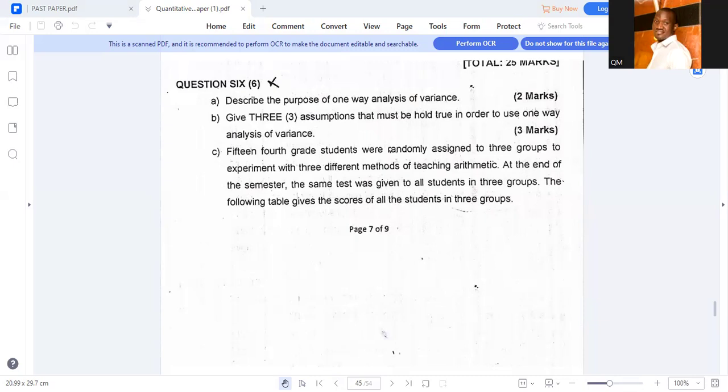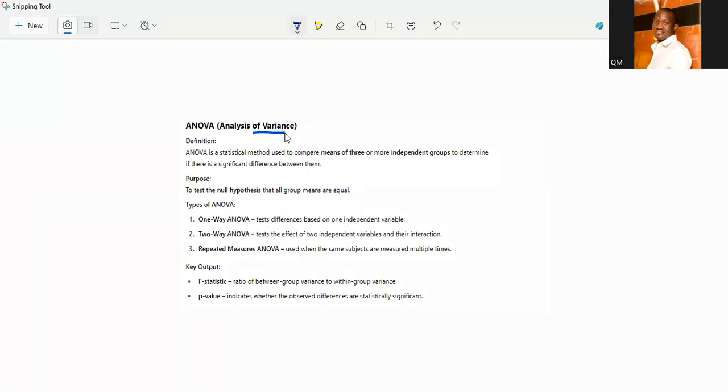So by definition, ANOVA stands for analysis of variance. It is used in statistics when you're comparing three or more independent groups to determine the significance between them. The purpose of ANOVA is basically to test the null hypothesis that all the group means are equal. There's what we call a one-way ANOVA and a two-way ANOVA, and these are the common ones.